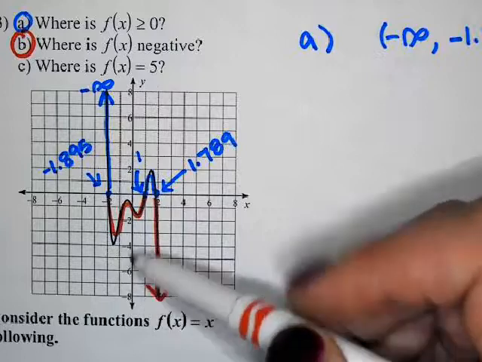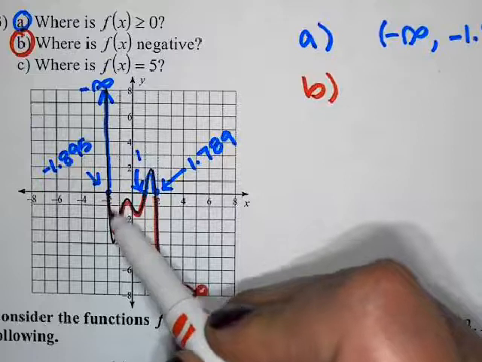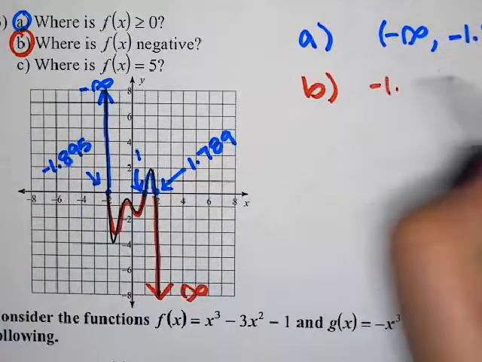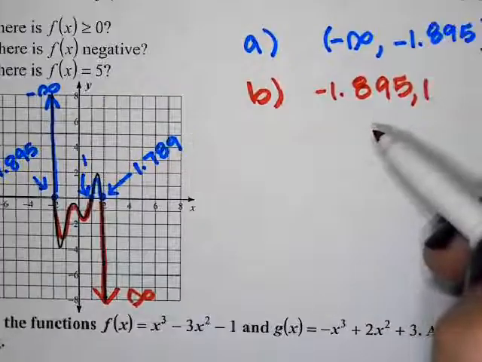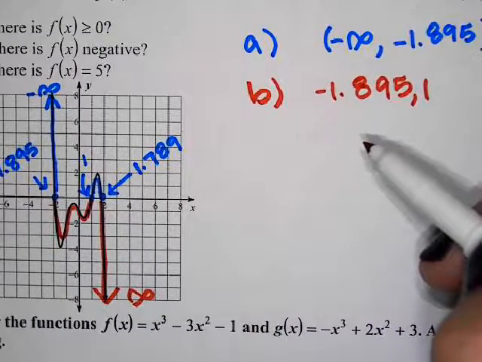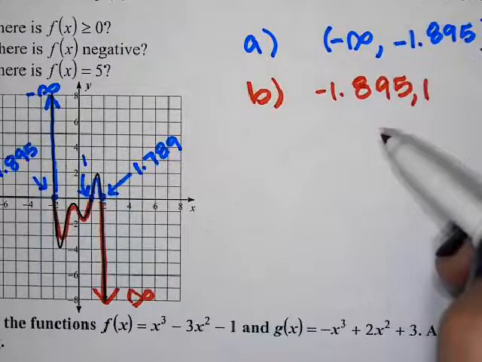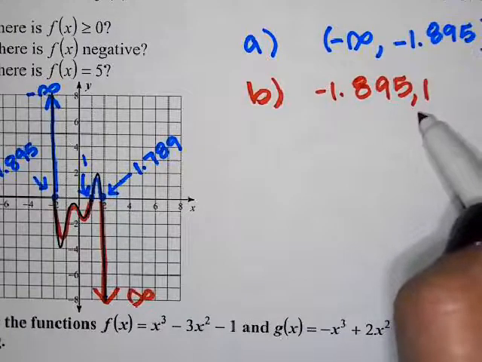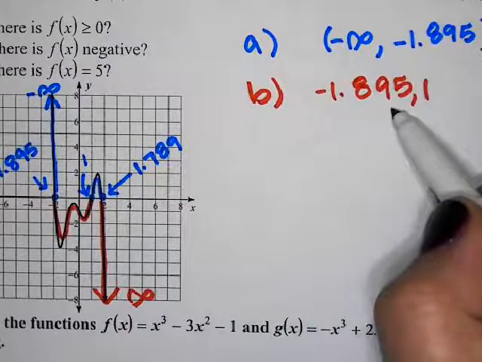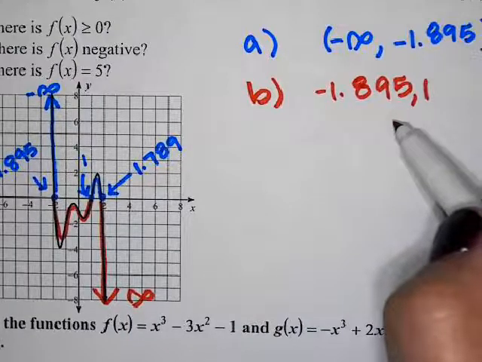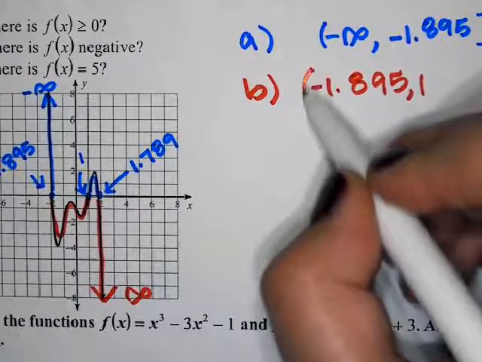So I'm going to say from negative 1.895 to 1. And do I still do brackets? No. Why do I not do brackets? What's happening at these values exactly? At these values exactly, what's the y value? 0. Is 0 considered to be a negative number? Is 0 a negative number? No. So since 0 is not considered to be negative, we should not include these answers.